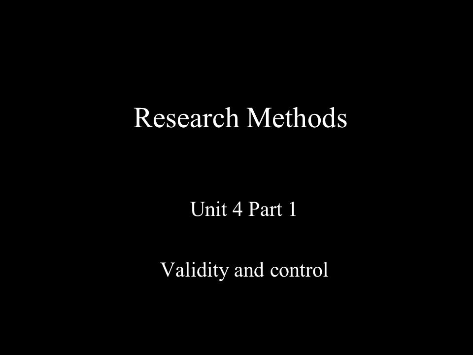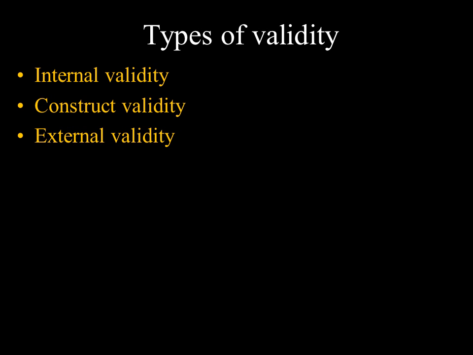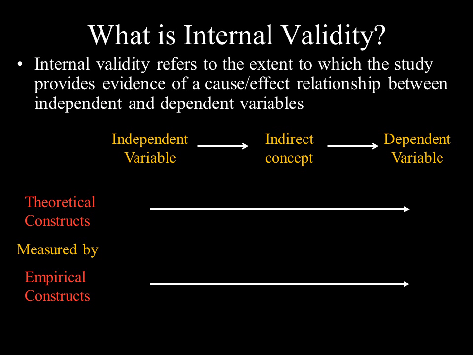This is Research Methods, Unit 4, Part 1 on Validity and Control. Now, when you're talking about an experiment as a whole, there are three types of validity that you need to worry about: internal, construct, and external.